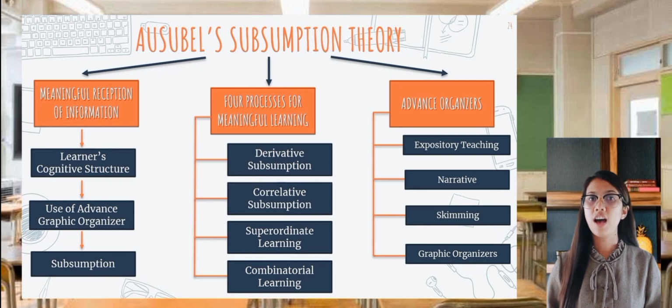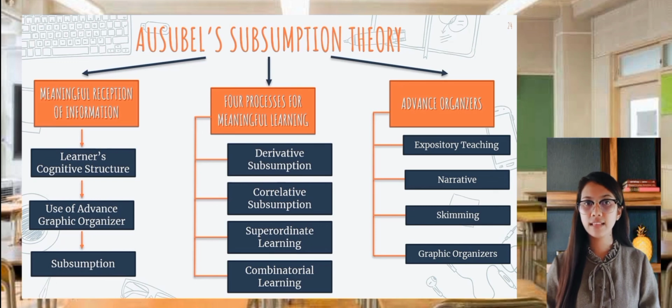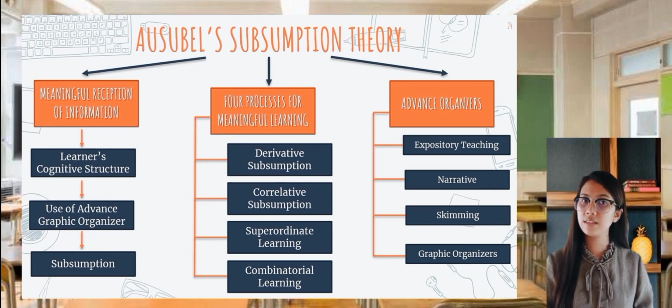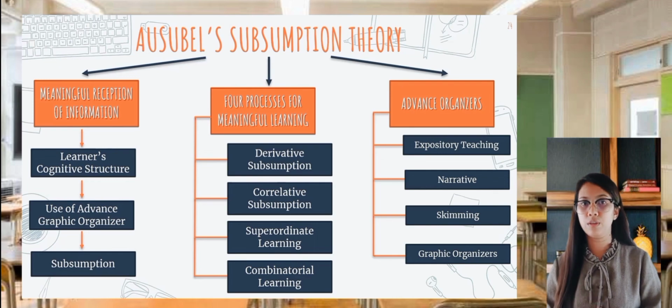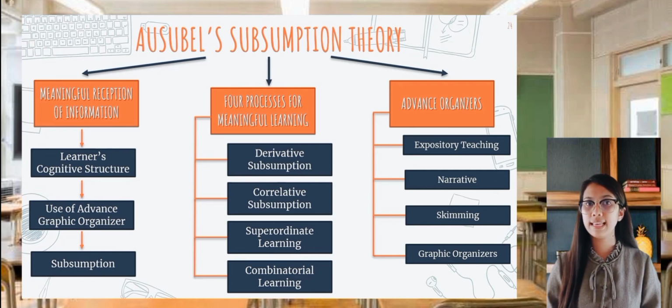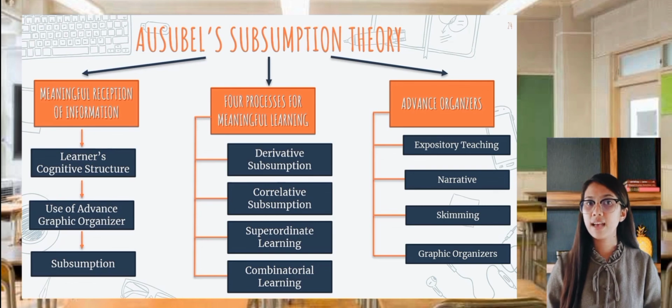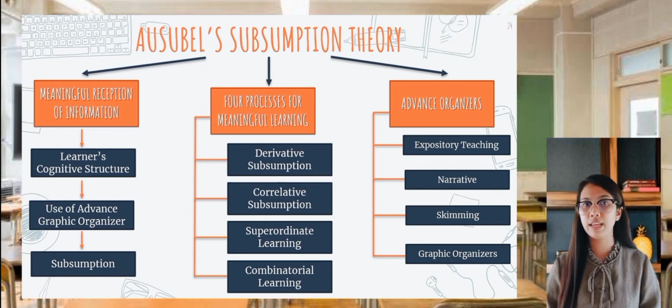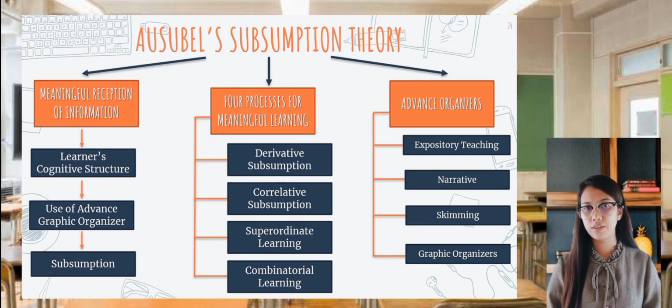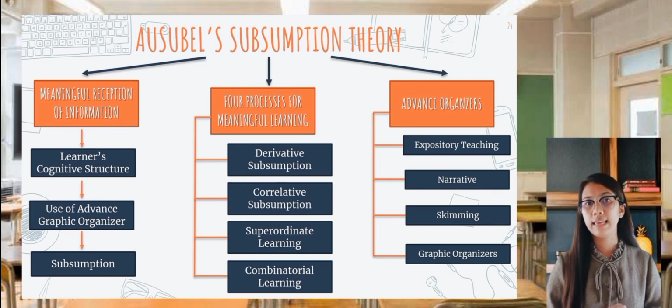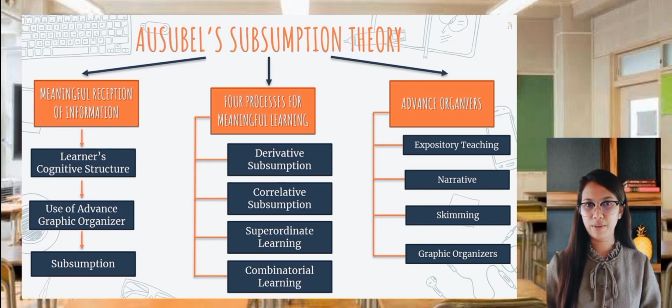First, Ausubel's subsumption theory's focus areas are the following: learner's cognitive structure, the use of advanced graphic organizers, and subsumption, which was thoroughly discussed by my fellow reporter. Then the next one is that subsumption theory has 4 processes for meaningful learning, which was explained by the second reporter. And lastly, the types of advanced organizers, which my report is all about.